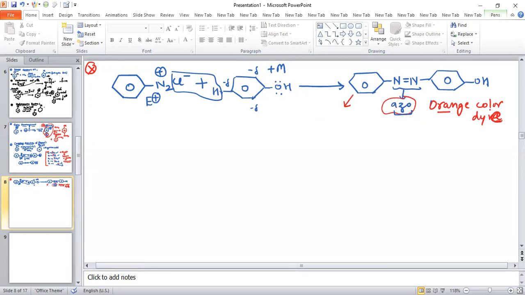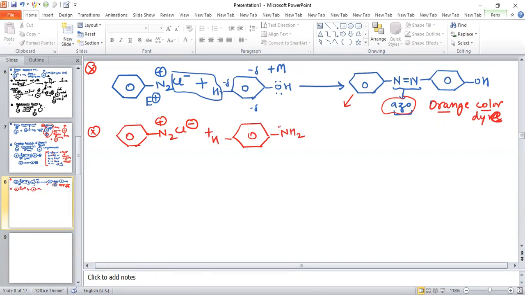So after the reaction, the color of the dye will be orange. So this is basically the orange color dye. Now in the same way, consider the reaction of a diazonium salt, like N2+ Cl-, when it reacts with aniline.